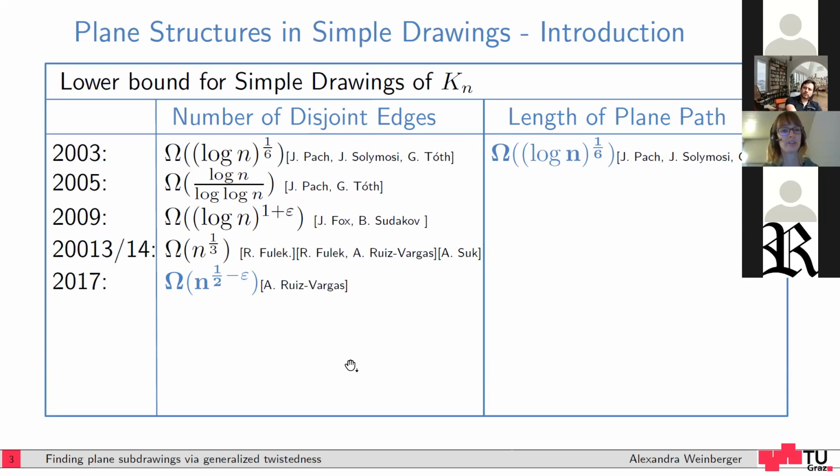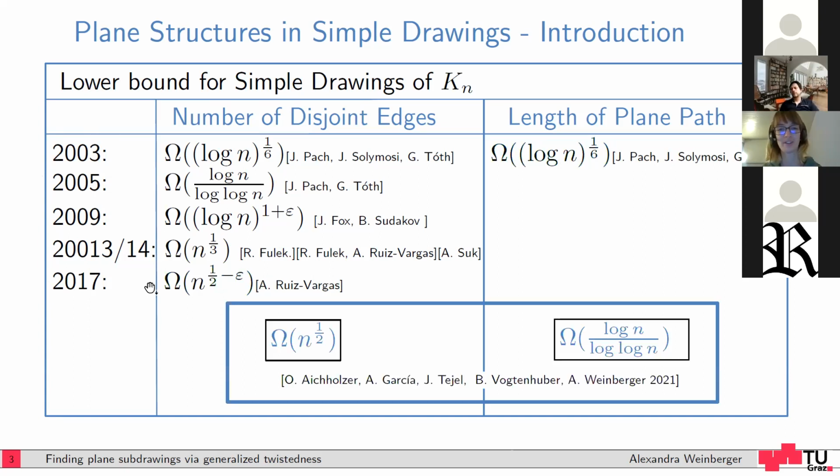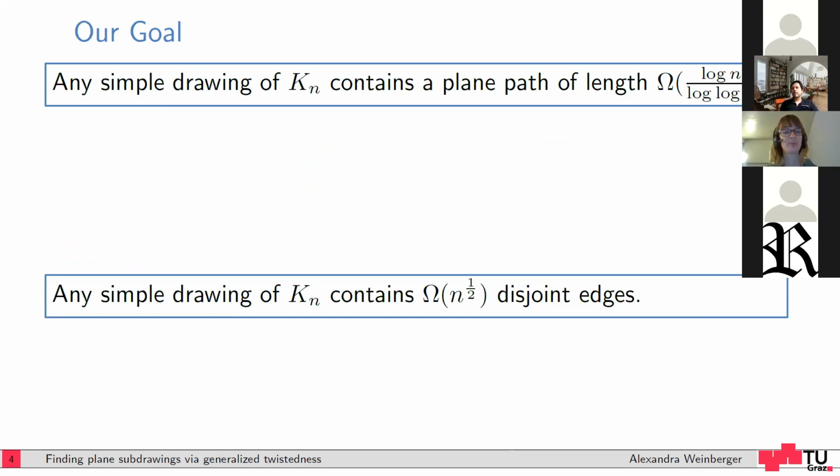But there has been quite some research especially on the disjoint edges. As you can see here, there have been several years where this number kept being improved and improved. And we have also done this, together with the co-authors I introduced before, Oswin and Alfredo and Javier and Birgit and myself. We have shown that the number of disjoint edges is at least Omega of square root of n, and the length of the longest path is at least log n over log log n. And this is what I want to tell you about today.